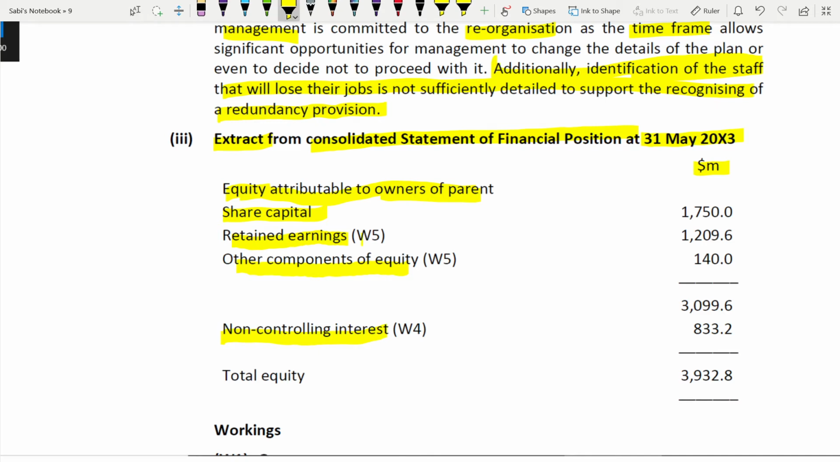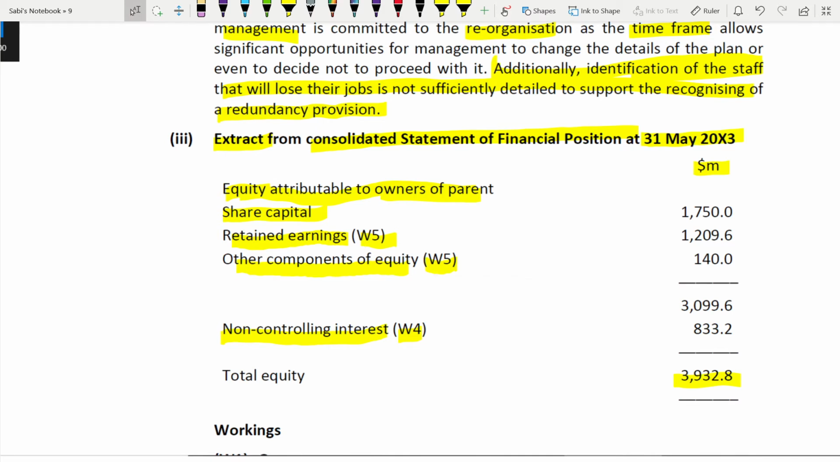You need working 5 for retained earnings, you need working 5 for other components of equity, you need working 4 for NCI. Even though working 4 is before working 5, when you present it, NCI comes down later. Definitely you must have calculated NCI before retained earnings and other components of equity. That's why NCI working is 4. But when you write it, you write it below other components of equity. Please follow the presentation the way they write it. Then finally add and write the total equity.